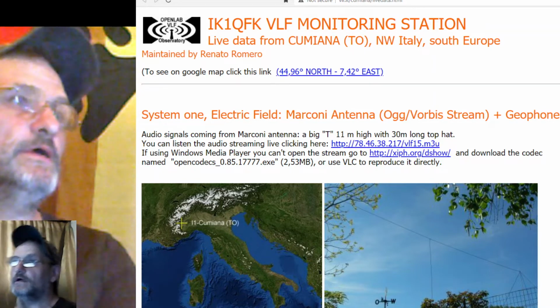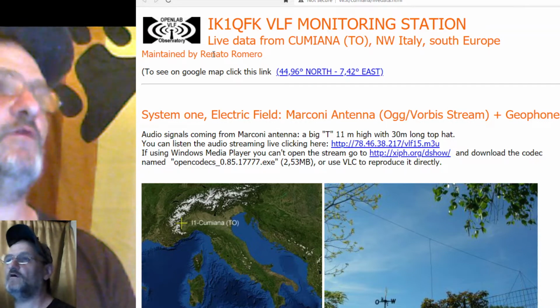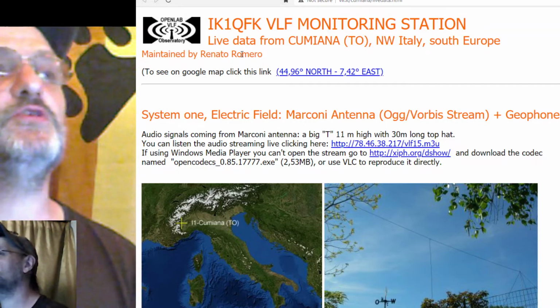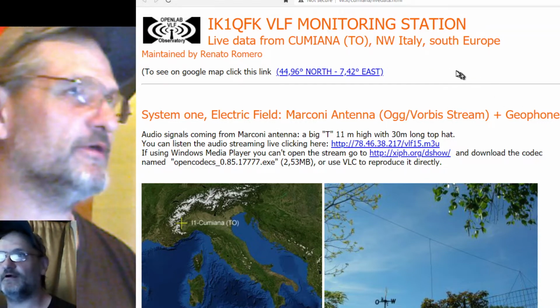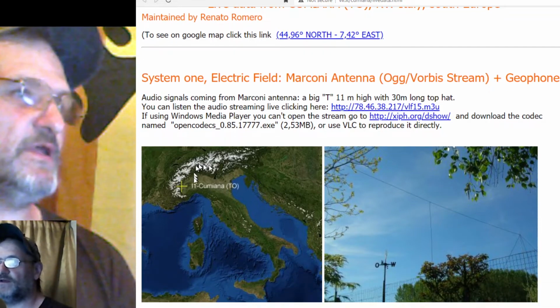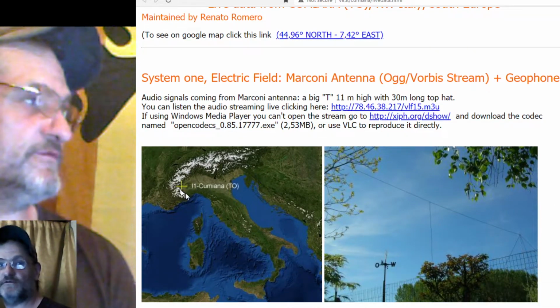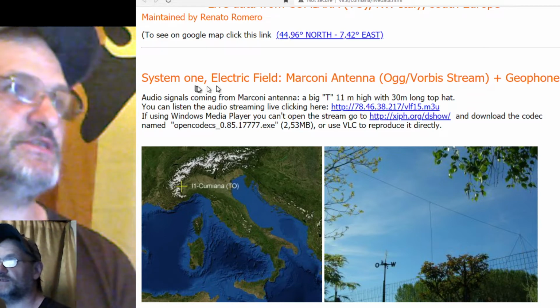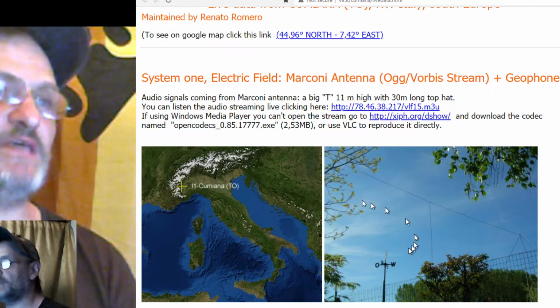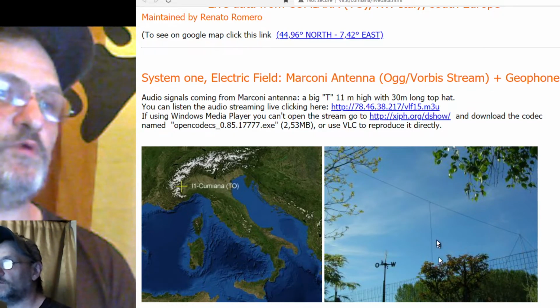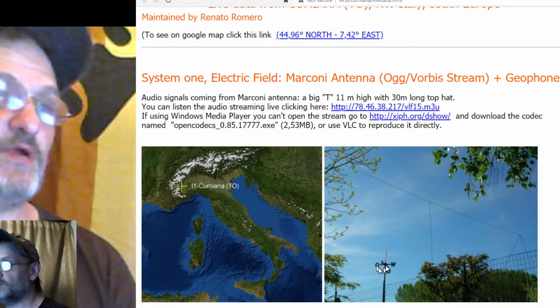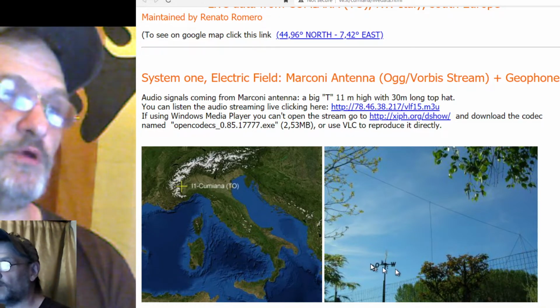We love Renato Romero, just for the record. They're giving you the location first off. Well, just how to read this. System one, this is the electric field Marconi antenna. So they're showing you what their antenna is right there. There's a directional meter for the wind. Very important to mark the wind.